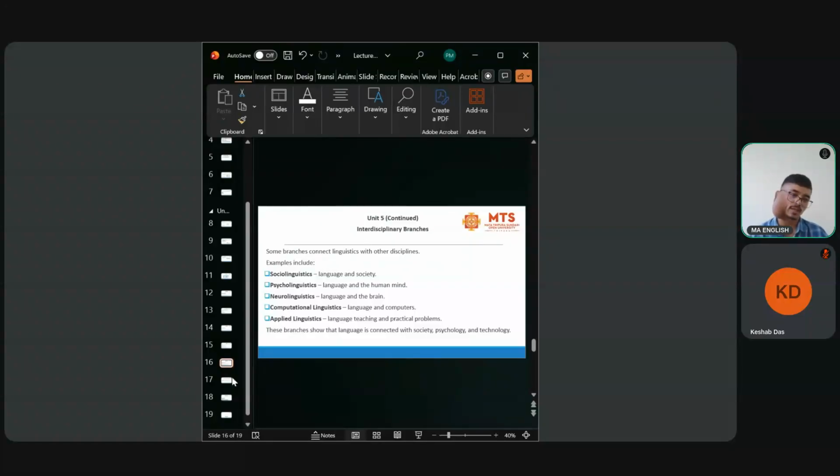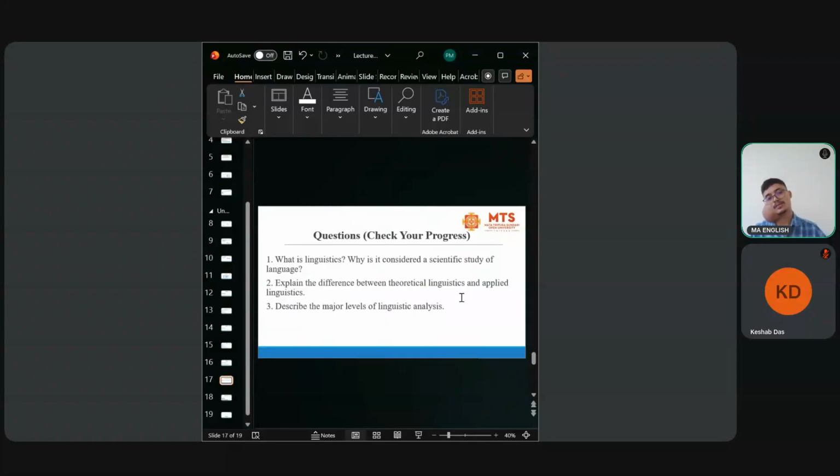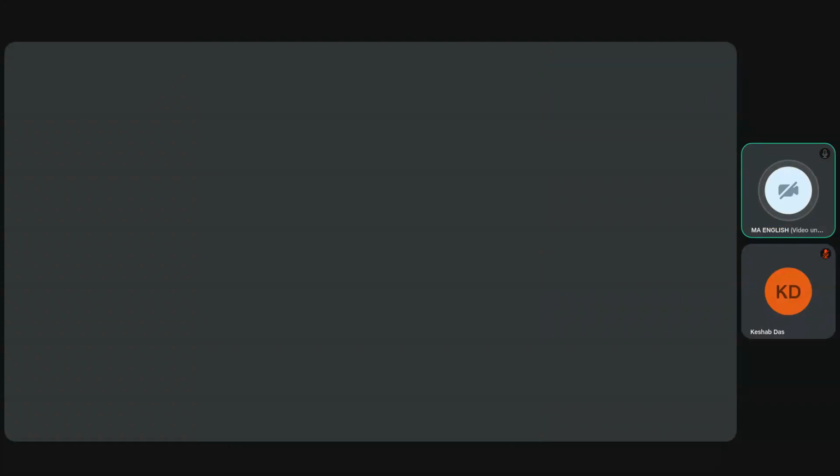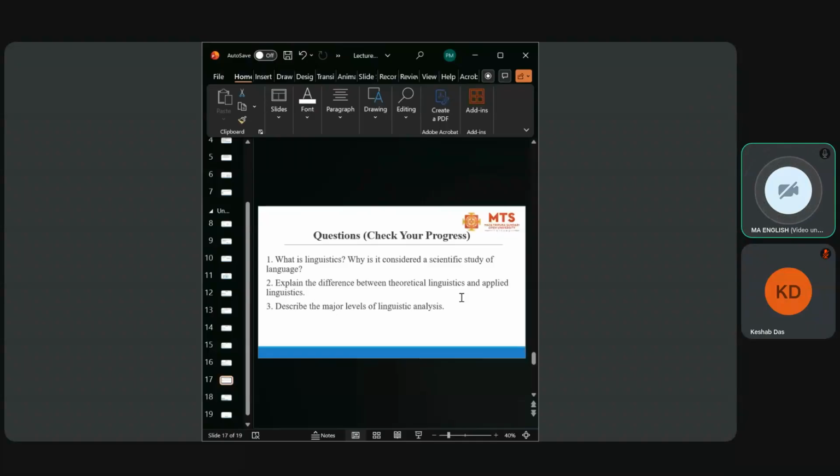Okay, with this I conclude the content, and with this we complete block one of ENM 6211. Now let's move on to the questions. Go through these questions, try to solve them, and see how far you can go. These are the three questions to be solved by you. Maybe you can show me after solving these questions.